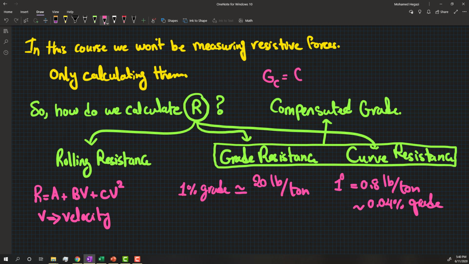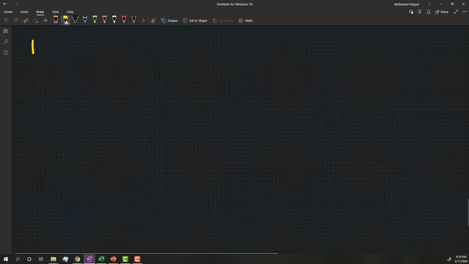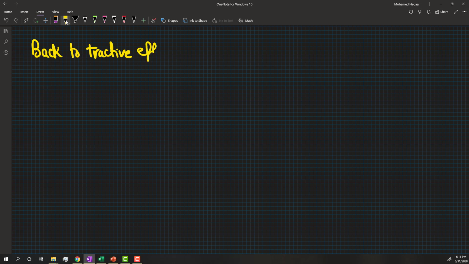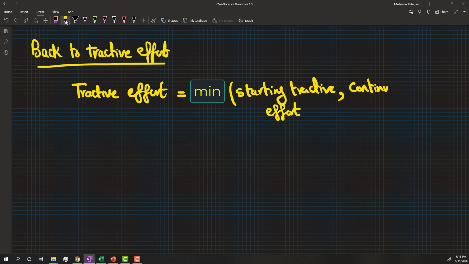And the equation for that is compensated grade is grade resistance plus the degree of curvature multiplied by 0.04. Now, what about the other force, tractive effort, the force that helps us overcome the resistance? Tractive effort is the minimum of two different types of tractive efforts. One is the starting tractive effort, and the other is the continuous tractive effort.